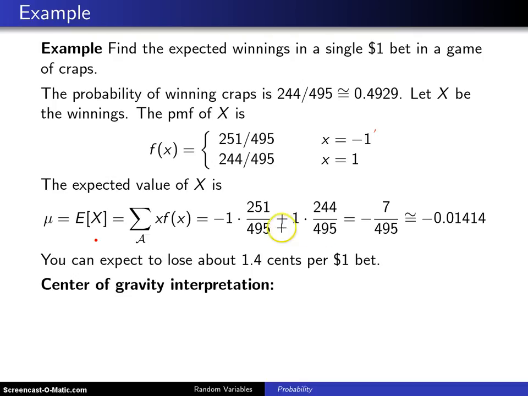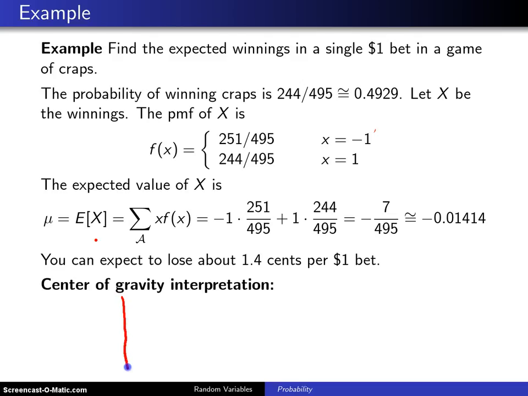And you can see you have a common denominator here. This turns out to be -7 over 495, which is approximately -0.01414. So you can expect to lose about 1.4 cents for every $1 bet that you make.